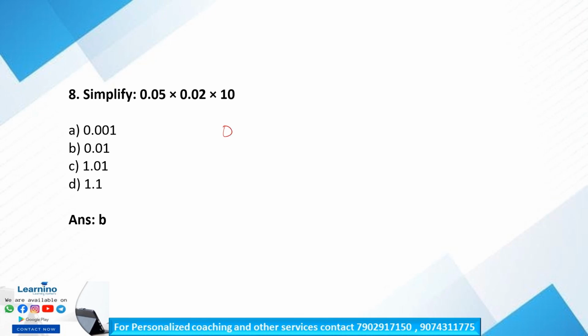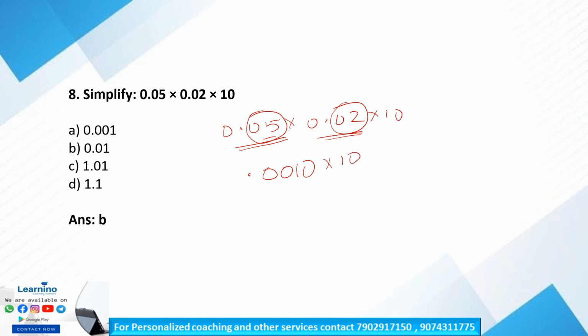Simplify 0.05 into 0.02 into 10. What is 5 into 2? It is 10, right? So 10, and we have 2 decimal places in both the terms, so 2 plus 2, 4 decimal places total. So 0.0010 into 10. So that is equal to 0.010.